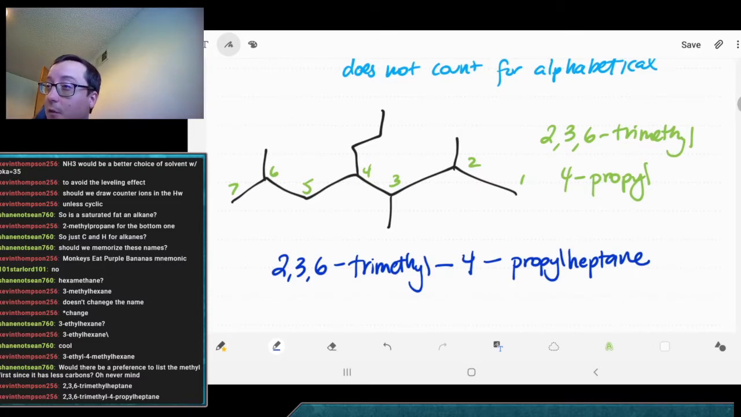Did Kevin get this one? Yes, he did. So, very systematic. We want our lowest numbers possible. We can throw all sorts of fun substituents on.